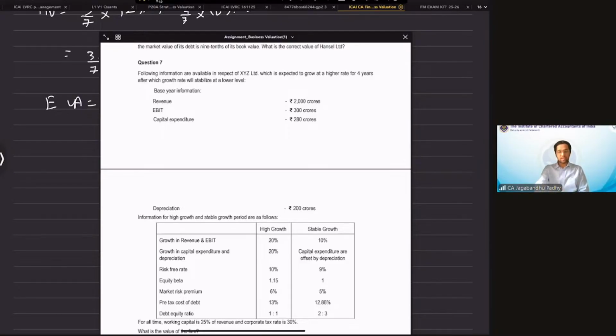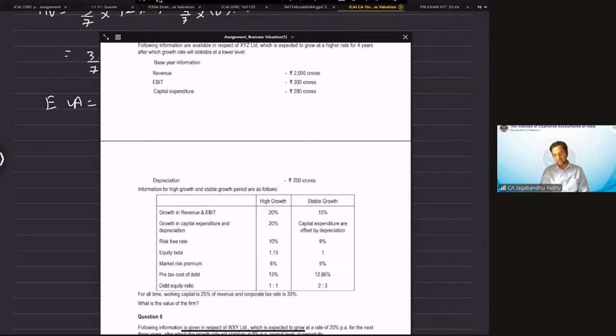For all time, working capital is expected to be 25% of the revenue, and the corporate tax rate is 30%. You have to get the value of the firm. Of course, when you want to get the value of the firm, I need to take the present value of all future cash flows for the firm, or FCFF, free cash flow for the firm. Here we need to have a calculation of KE in high growth phase, KE in stable growth phase, cost of debt, cost of equity, and everything needs to be taken care of.